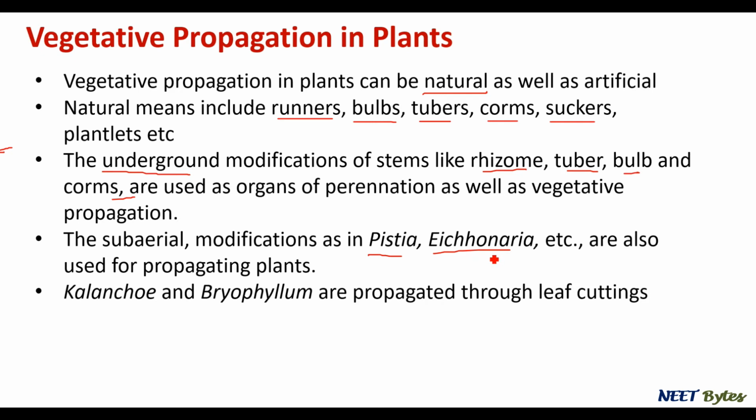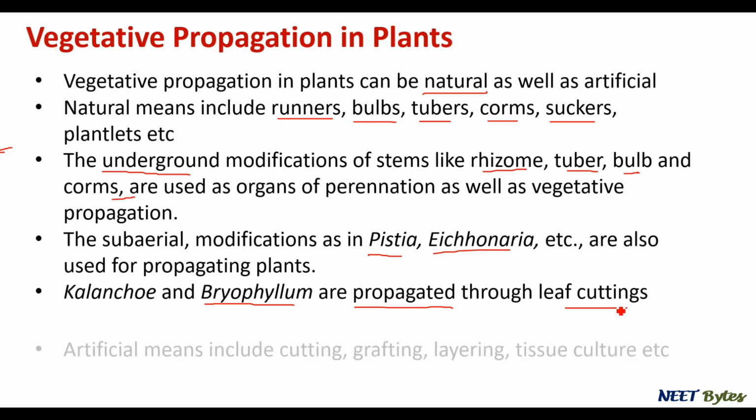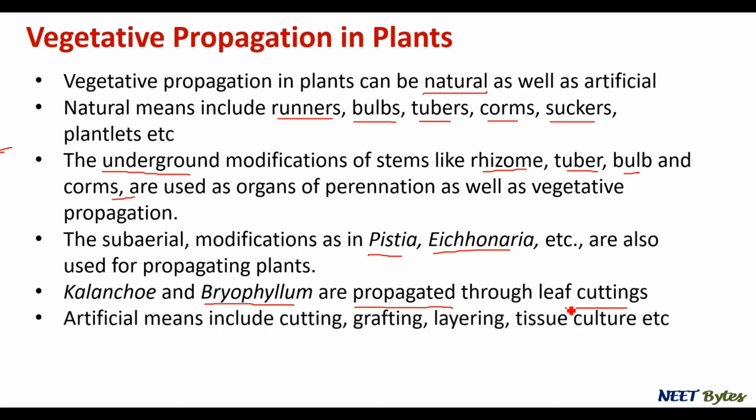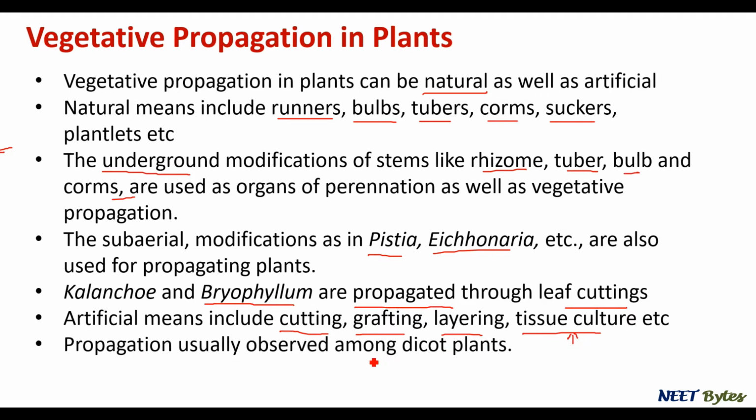Okay, and there are a few cases in which leafy buds are found. For instance, take the example of Bryophyllum. Bryophyllum propagates through leaf cuttings. So they are also capable of growing into a new plant with the help of leaf cuttings. Okay. As far as artificial means are concerned, they include cutting, grafting, layering and tissue culture, right? So through that also we can resort to vegetative propagation in plants. All these are taught separately in class 12, when we talk about the different techniques of tissue culture. Okay.